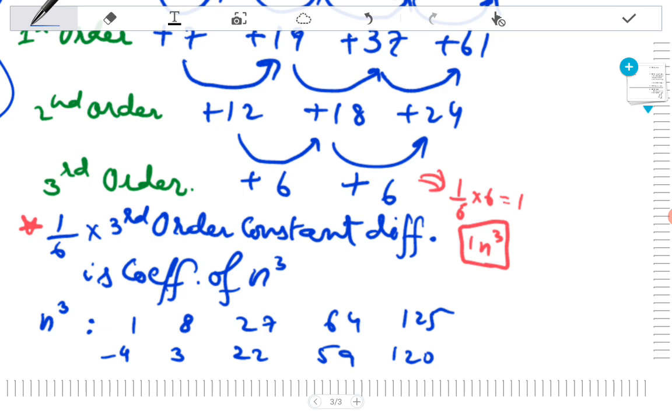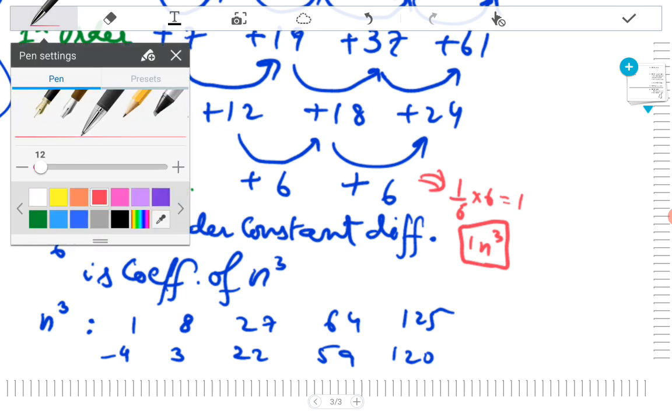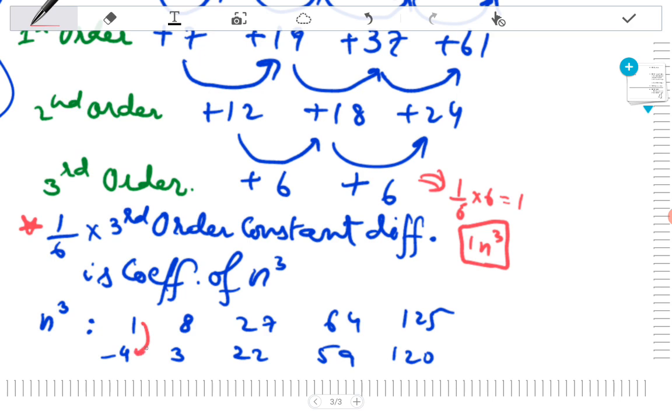So how can I make my result equal to -4? Simply I have to do one thing: subtract 5 from it. And see, in the next term also subtract 5. In the next term also subtract 5. So in every term we are subtracting 5. Therefore we can conclude Tn is n cube minus 5. That's your answer. Hope you get it.